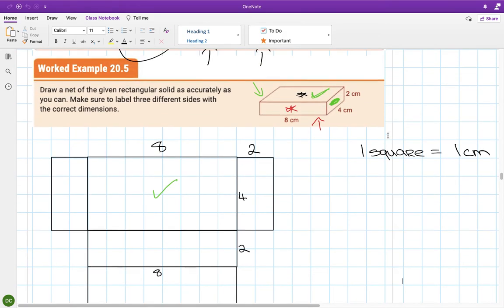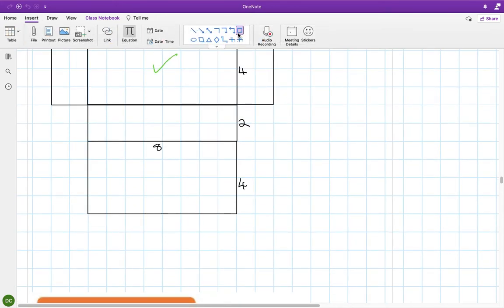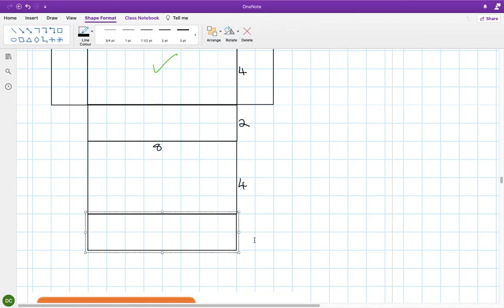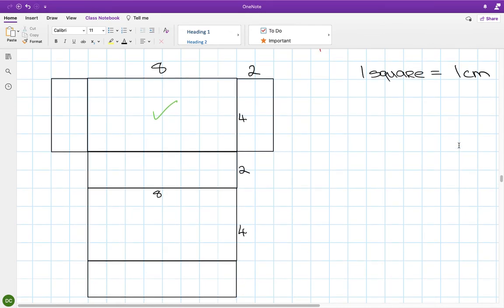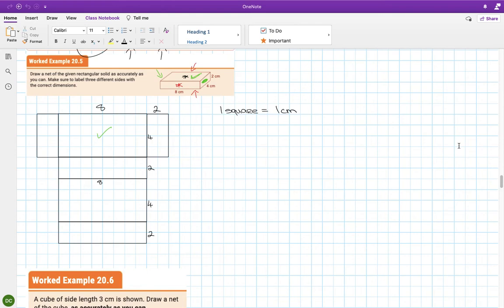And then the last side is the side at the back here, which is facing the front. So it's going to have the same dimensions, which is 8 by 2. So one more, insert rectangle, 8 across and 2 down. And that there is your 2. So there is the net of that shape.